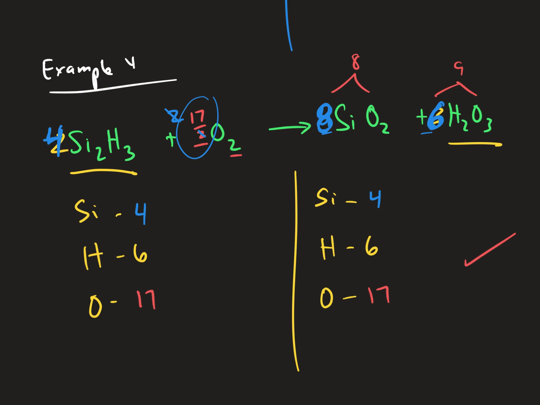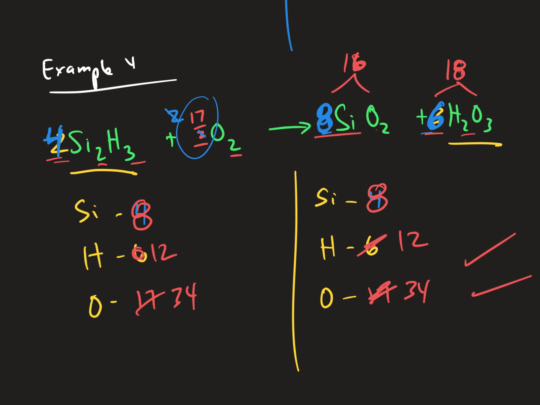And we could even count again if we're not sure. 4 times 2, that's 8 silicons, 8 silicons. 4 times 3, that's 12 hydrogens. 6 times 2, that's 12 hydrogens. 17 times 2, that's 34 oxygens. And we get 8 times 2, that's 16 right here. 6 times 3, that's 18 right there. What's 18 and 16 make? 34. Still balanced.